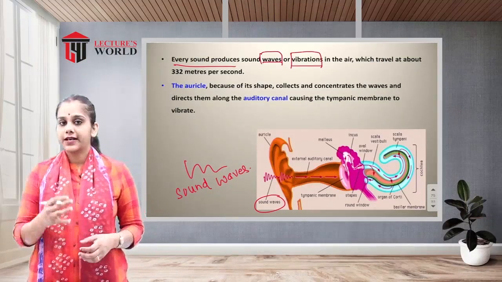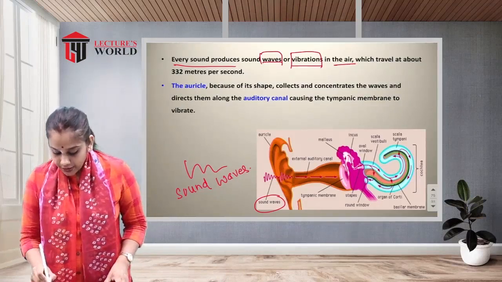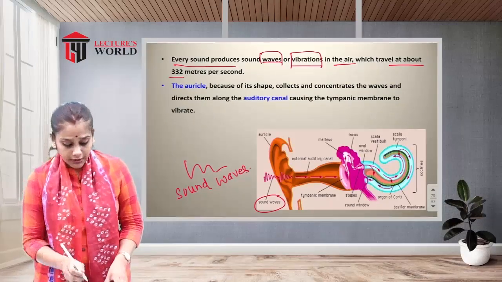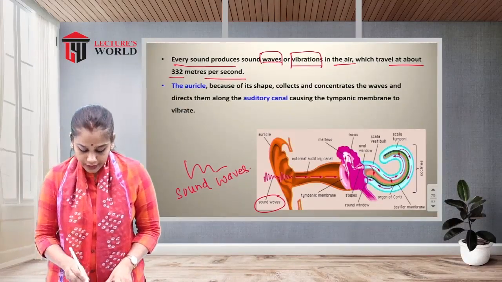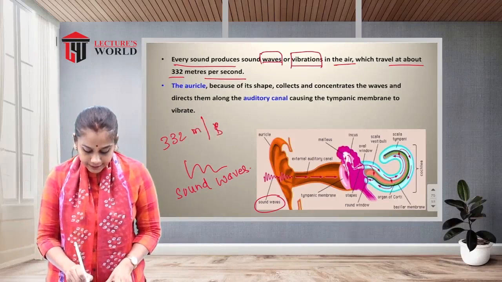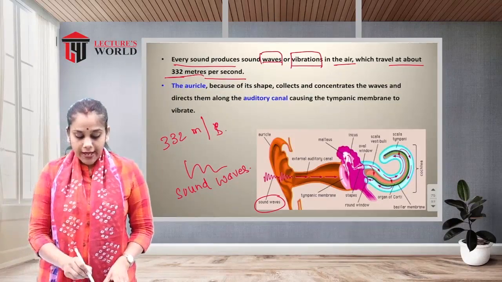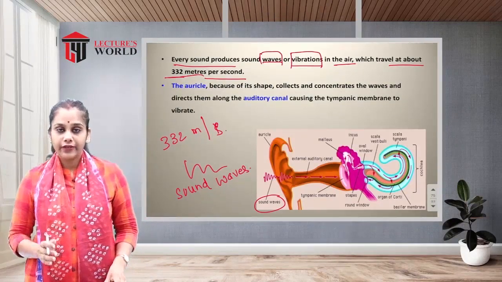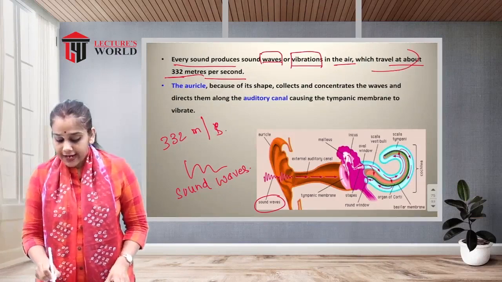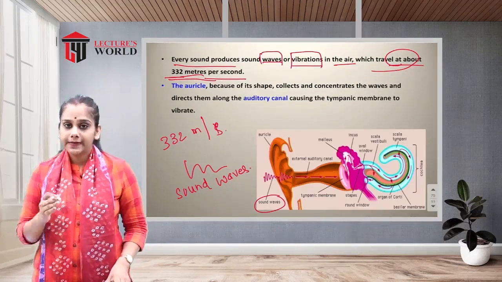Because of the sound waves there will be a vibration in the air, which travels at about 332 meters per second. So every sound produces sound waves as well as vibration in the air, and it travels at this speed, 332 meters per second.